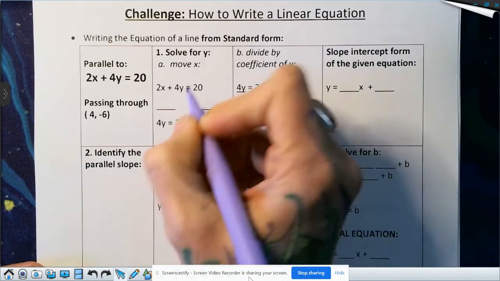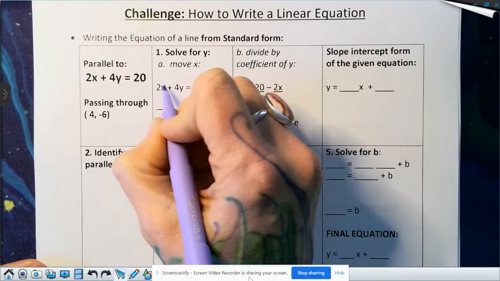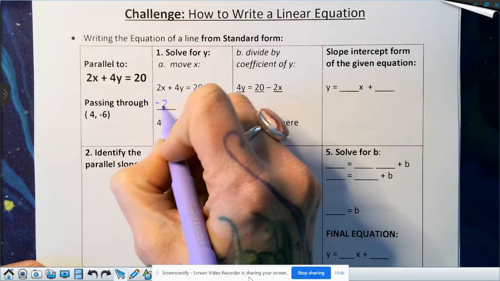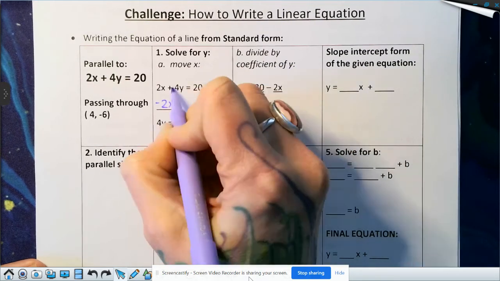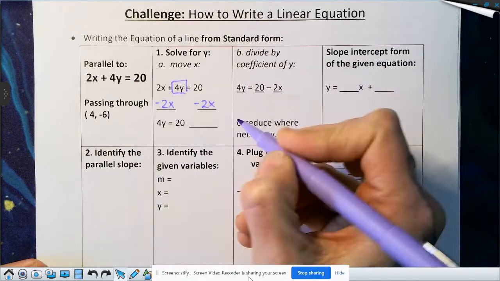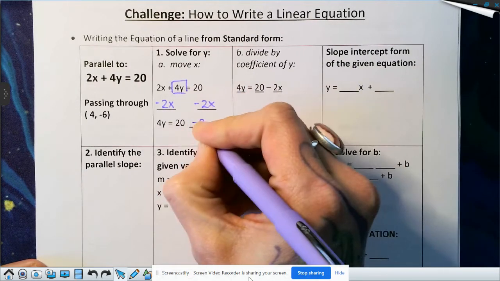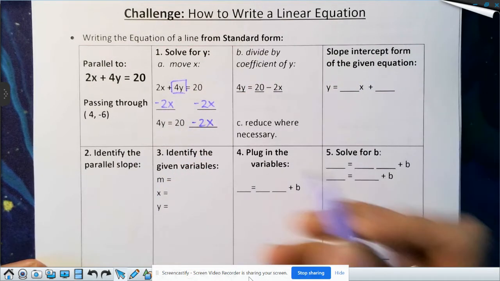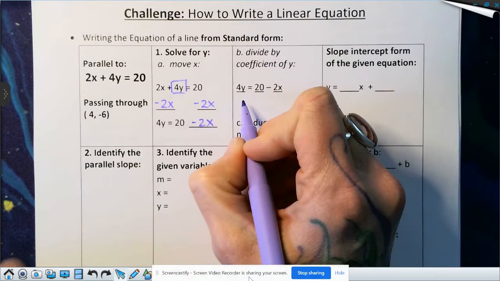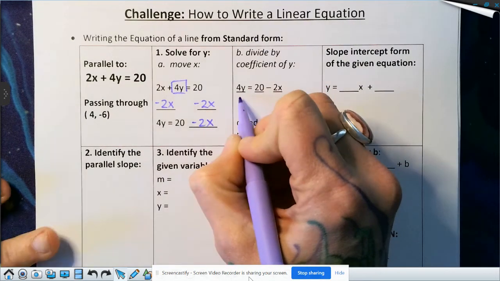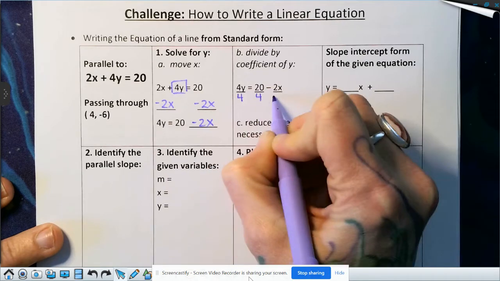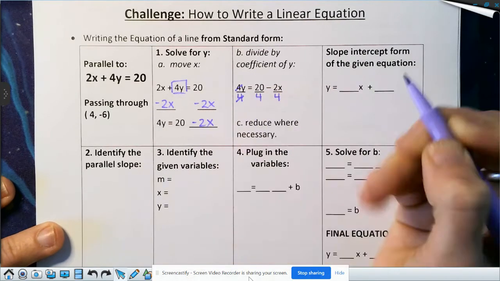So we're going to move our x because we want to get it in the slope-intercept form. So we're going to subtract 2x from both sides because we want y by itself. And so we're going to, with 4y equals 20 minus 2x. At that point, and this is again just practicing from standard form to slope-intercept, we're going to divide everything by 4 to get it off that y. So we're going to reduce where necessary.